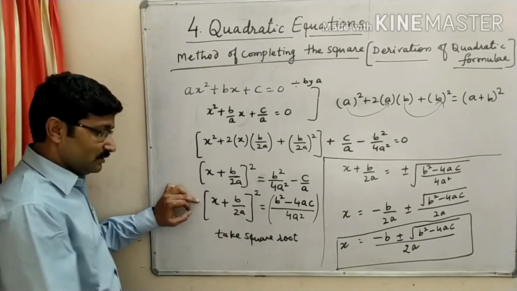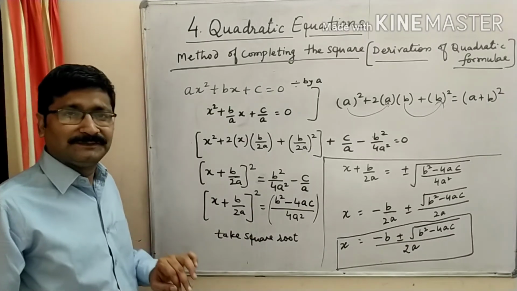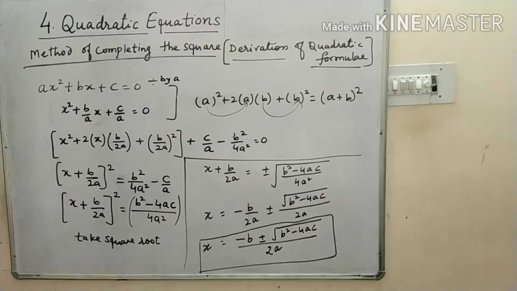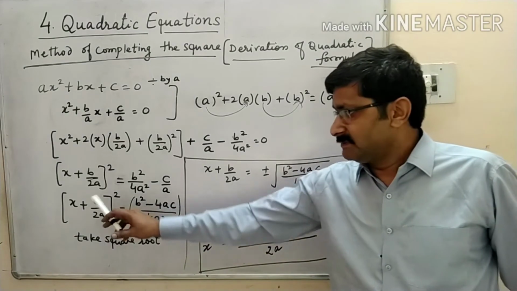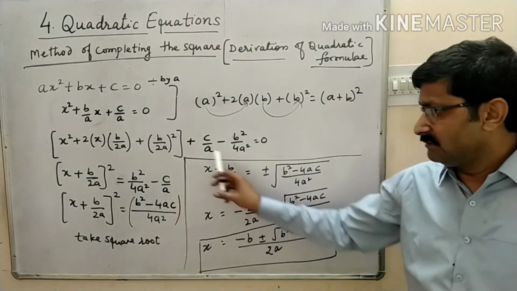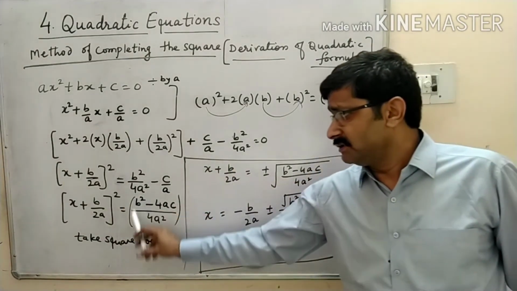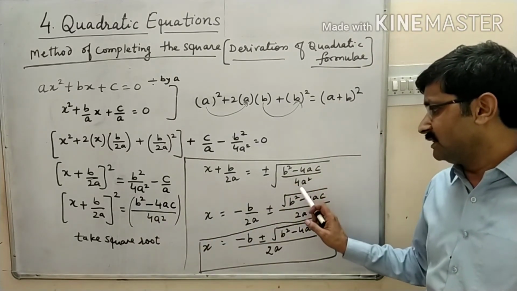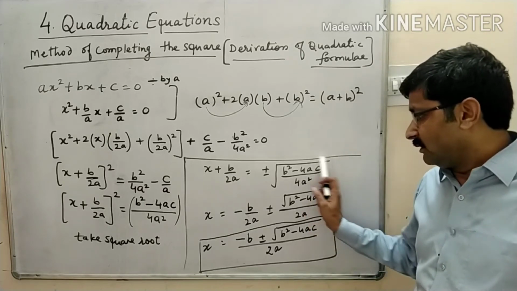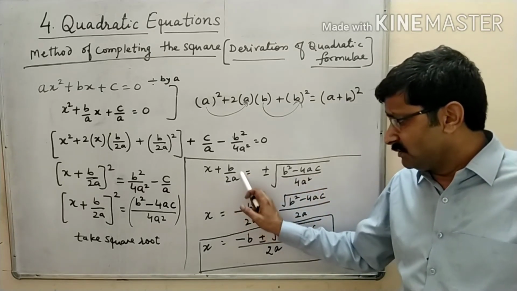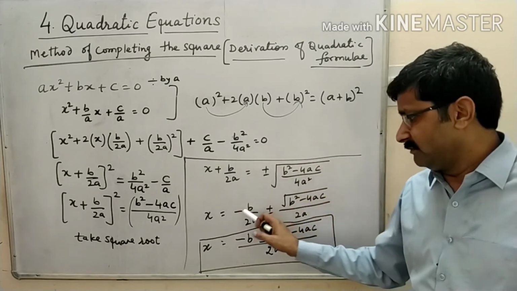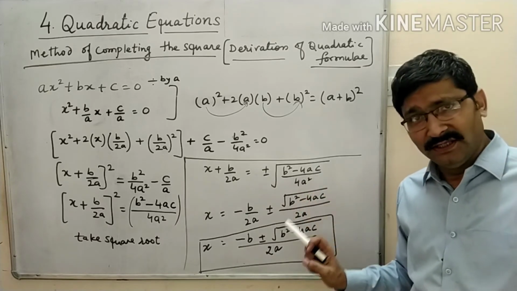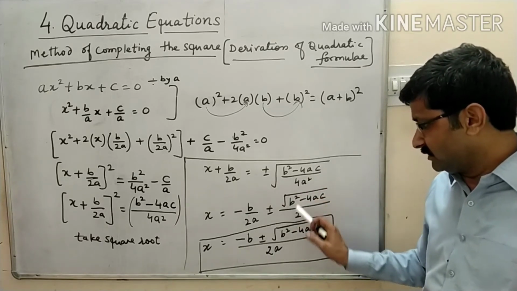Now here is a square, so take the square root on both sides. The square will cancel on the left and on the right you get the root. If you take the square root, x plus b by 2a whole square becomes only x plus b by 2a, and on the right you get plus minus root b square minus 4ac upon 4a square. This b by 2a you transfer to the right hand side. You get minus b by 2a plus minus, and 4a square is a perfect square, so you take it outside the root, and you can write 2a.